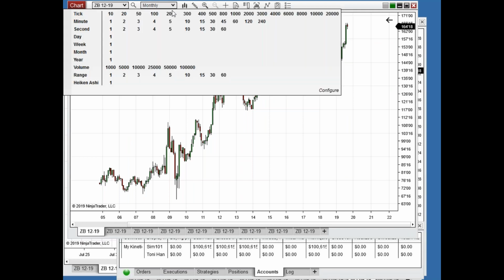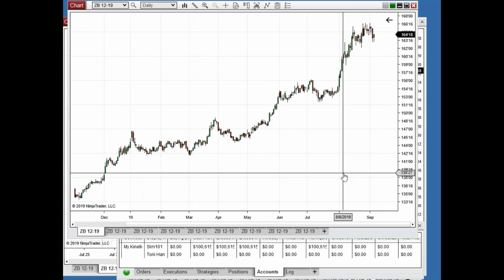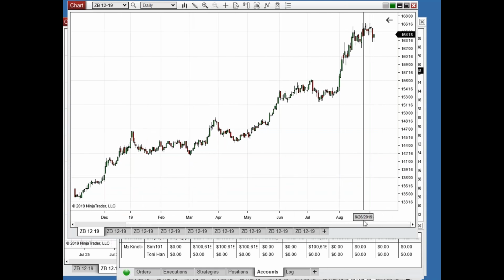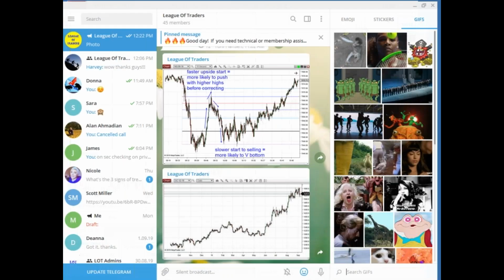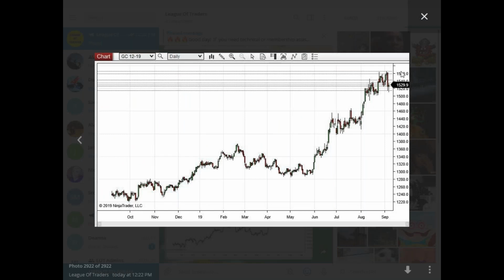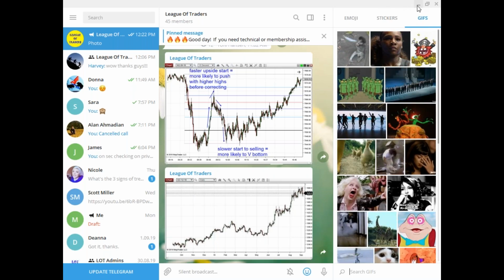Go to a daily. It really looks a lot like gold, huh? The chart I showed you on gold? Right here. Very, very similar. I got some crazy people over here, don't I?